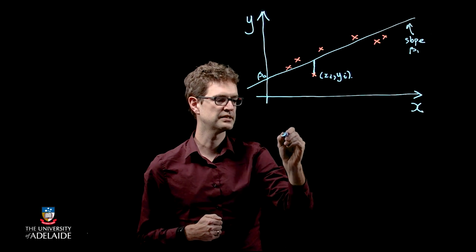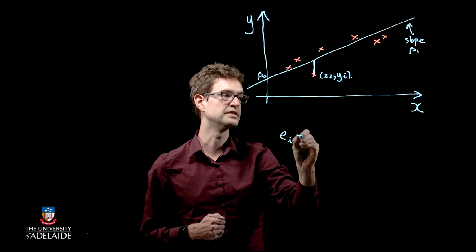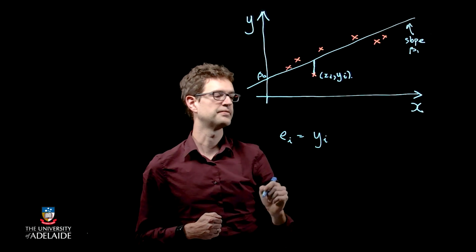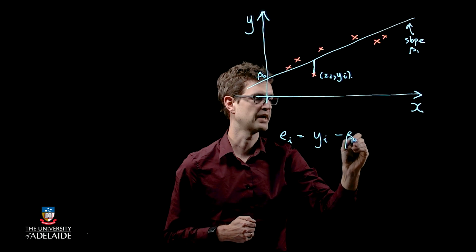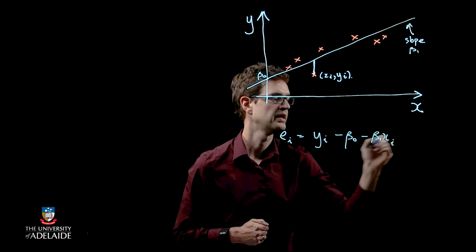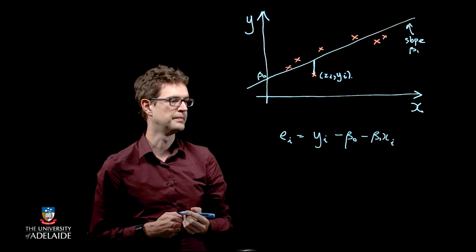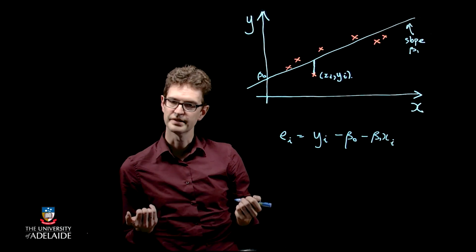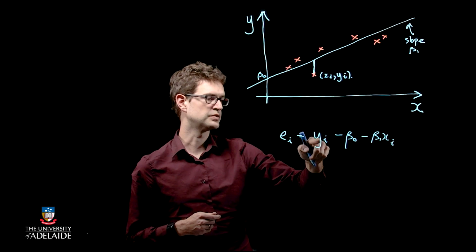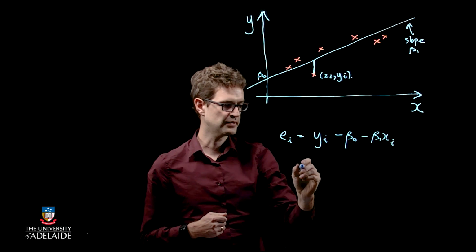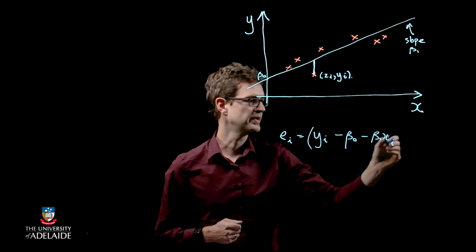So what is that distance? Well, we can write it down as the distance from my point, yi, from this line itself. So that's going to be yi, subtract beta 0, subtract beta 1 xi, the equation of my line. Obviously, for this particular point that I've drawn here, this is going to be negative, because yi is underneath my line here. So really what I want to do is square these.